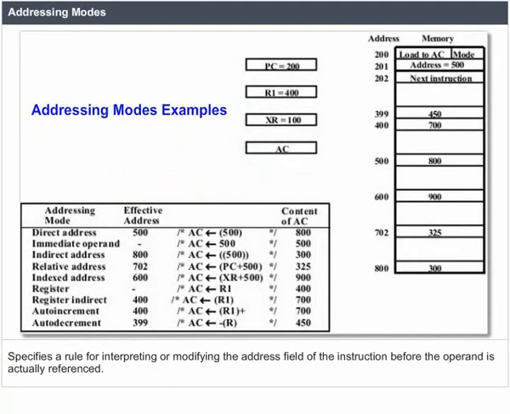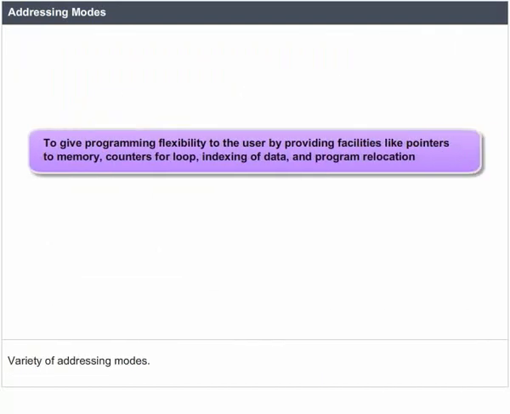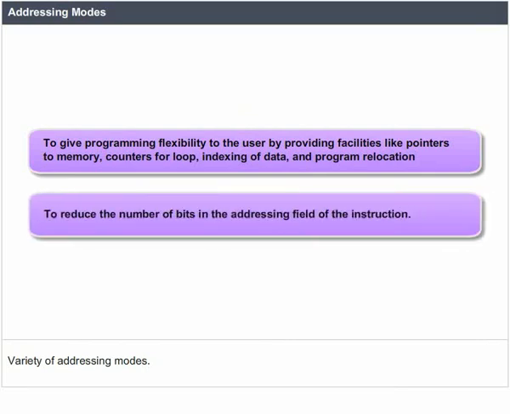Addressing modes specify a rule for interpreting or modifying the address field of the instruction before the operand is actually referenced. Variety of addressing modes: to give programming flexibility to the user by providing facilities like pointers to memory, counters for loops, indexing of data, and program relocation, and to reduce the number of bits in the addressing field of the instruction.